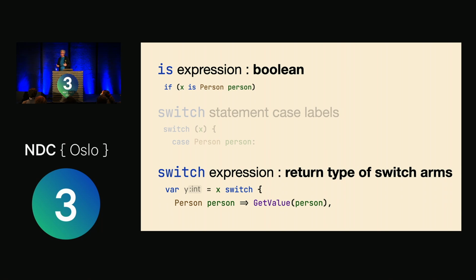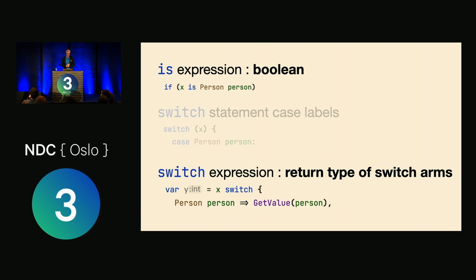And if we look at the types of these different expressions, an is expression is a Boolean, and that's why we tend to use them in if statements there. So if x is person, true or false, and we use it there. Switch statement, that's a statement. It doesn't have a value, so there's no type.